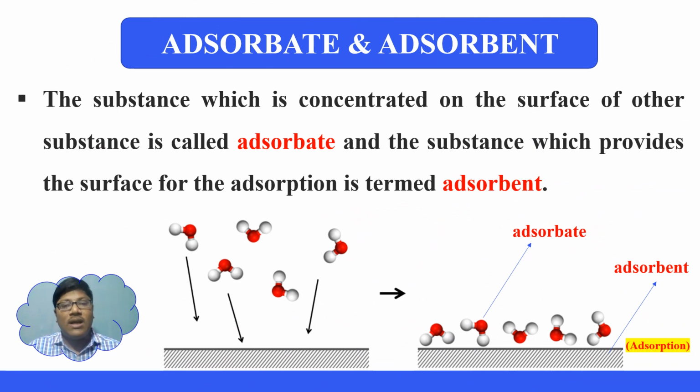Let us understand what is adsorbate and what is adsorbent. The substance which is accumulated on the surface of another substance is called adsorbate, and the substance which provides the surface for adsorption is known as adsorbent. In this picture, the gas molecules are considered to be adsorbate because they are accumulating on the metal surface, and the metal surface is termed adsorbent.